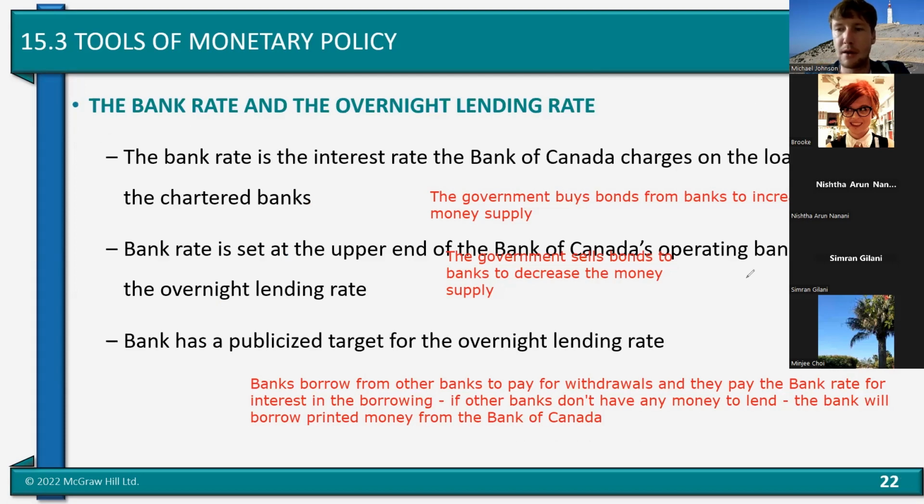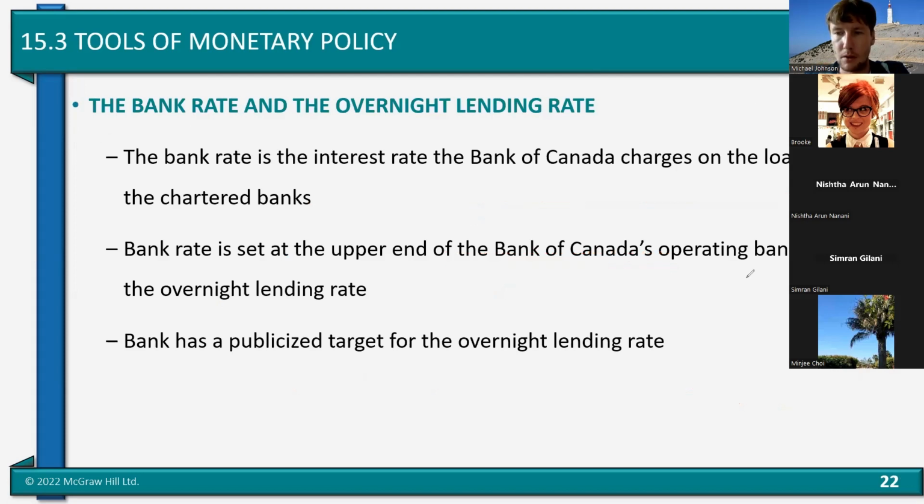So the bank rate and the overnight lending rate. The bank rate is the interest rate the Bank of Canada charges on the loans to the charter banks. Bank rate is set at the upper end of the Bank of Canada's operating band for the overnight lending rate. The Bank has a publicized target for the overnight lending rate.